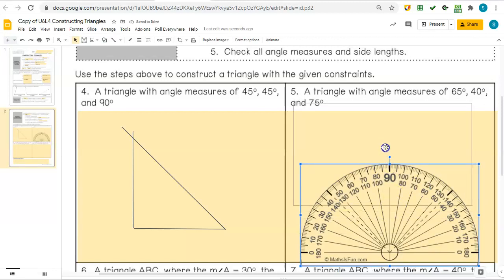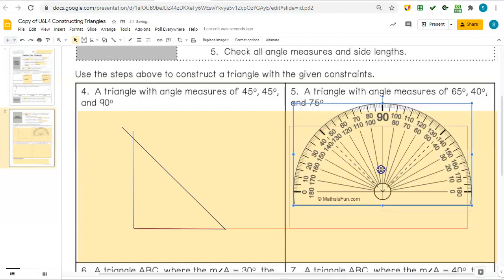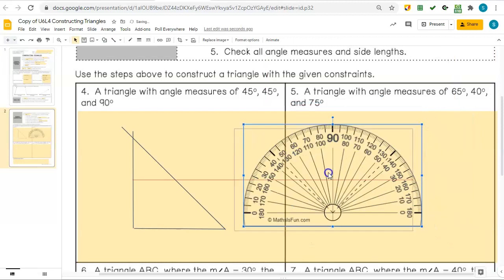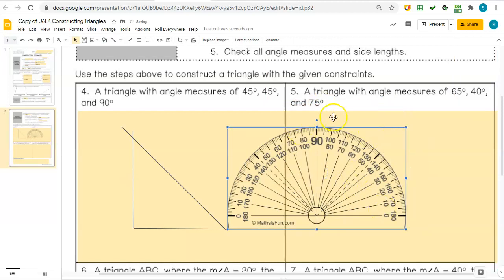So again, first thing I want to do is draw my first line. Now, since I'm drawing an acute angle here, and I'm going to work on my 75 here, I'm just going to start from here and go off to the end like that. Okay? Then I'm going to draw another angle. Start at that same vertex, and I want to go up to the 75. So there is my 75.